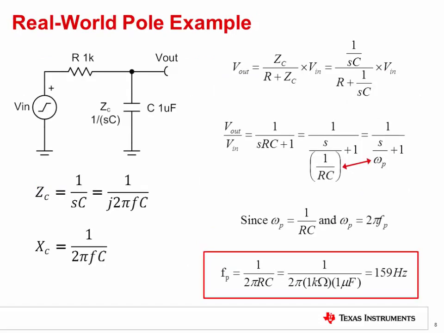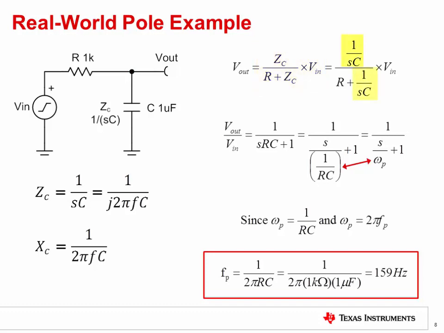Now let's look at a real-world circuit that generates a pole. This is a simple RC circuit where the output signal is measured across the capacitor. Think of it as a voltage divider. The impedance of the capacitor is given as ZC equals 1 divided by SC. The output of this circuit is given by the standard voltage divider equation, ZC divided by R plus ZC times Vin.